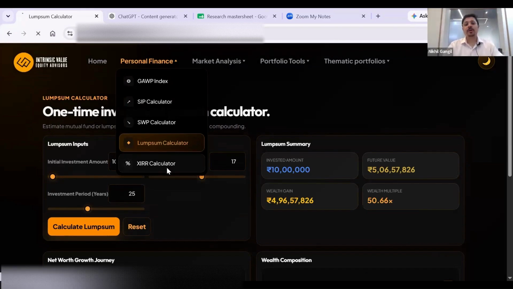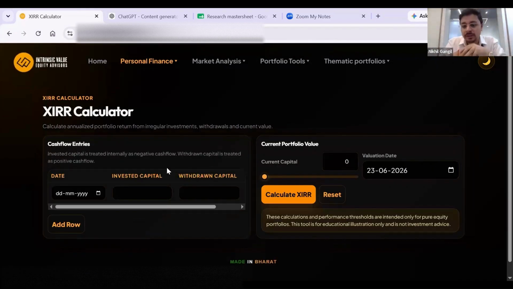Now comes the most important part, that is the XIRR calculator. I have seen two kinds of people in my life. Due to my advisory business, I have to talk to at least 2-3,000 people. I have talked to people one to one, and I have talked to people one to many, nearly 10,000, 20,000 people, right? So one to one, when I've talked to 2,000, 3,000 people, I've understood there are two types of people.